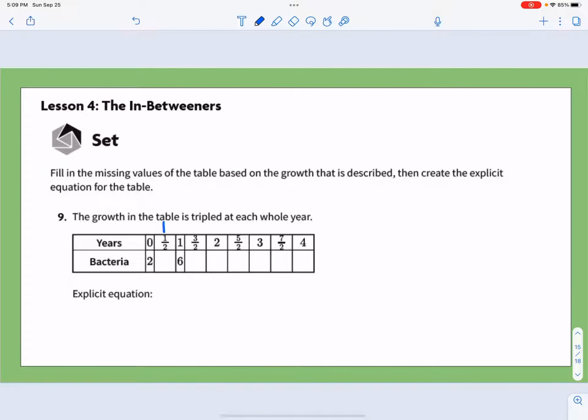So we have the in-between values here today, right? We can see that going from 0 to 1, from here to here, we're multiplying by 3. Okay, so that's what's happening right there. We're multiplying by 3, so I could fill in the other ones here. This is going to multiply by 3. And so 6 times 3 is 18. 18 times 3 is 54. And 54 times 3 is 162.